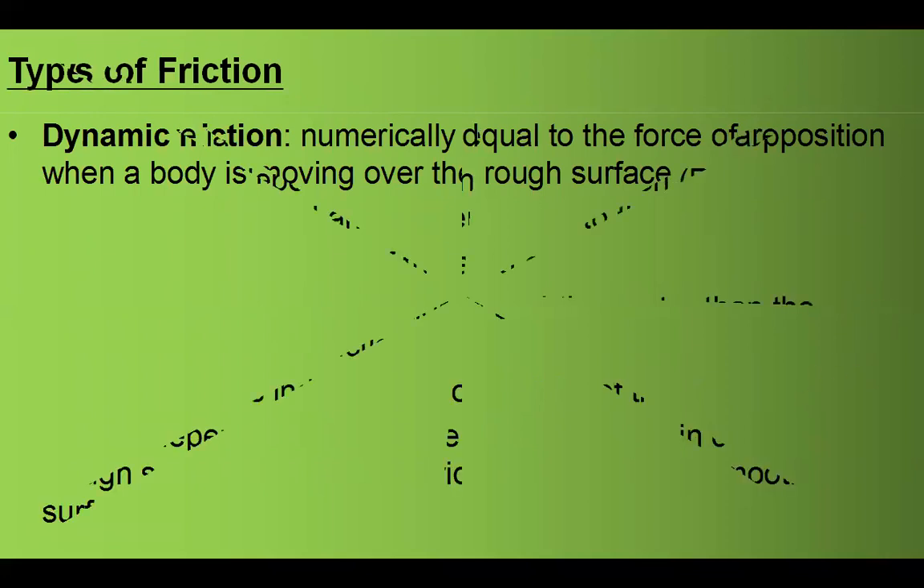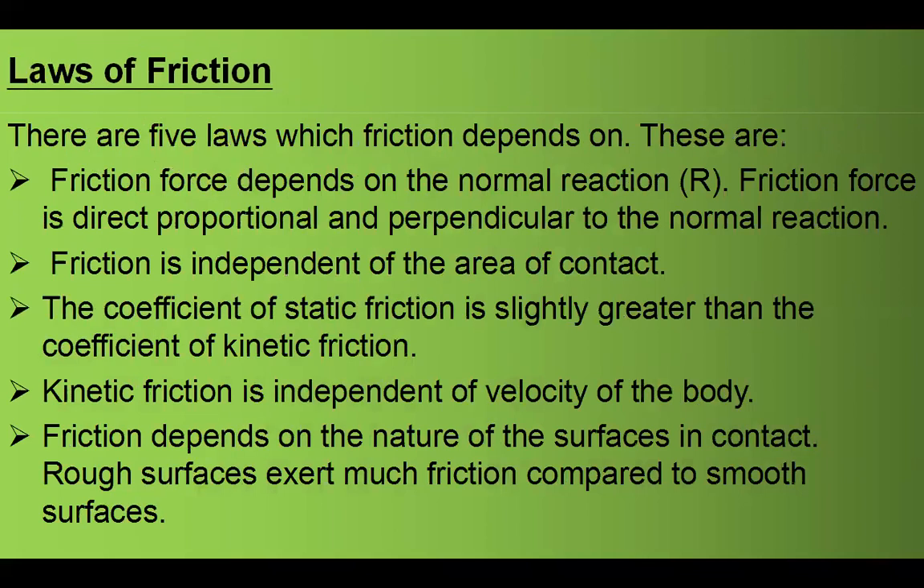Moving on, let's talk about the laws of friction. There are five laws which friction depends on. The first one is that the friction force depends on the normal reaction, which the surface exerts on the body. The friction force is directly proportional to the normal reaction. So the amount of frictional force will depend on the normal reaction that is exerted by the body in contact.